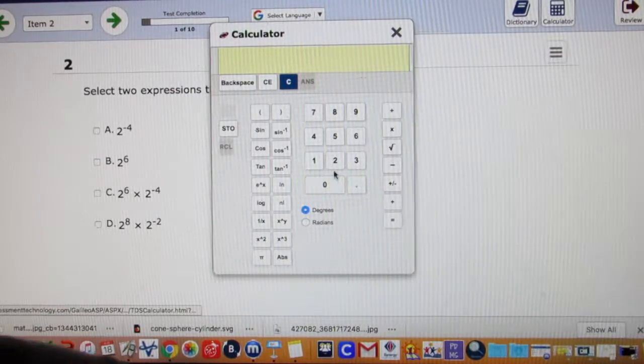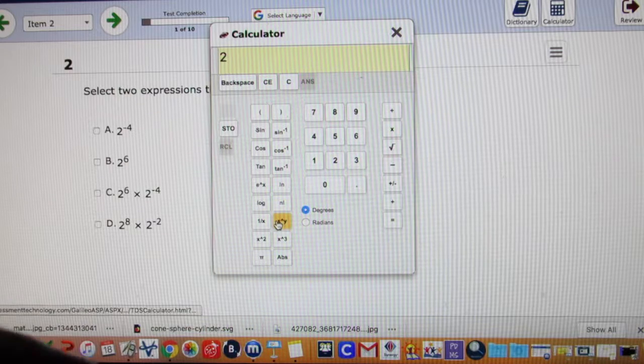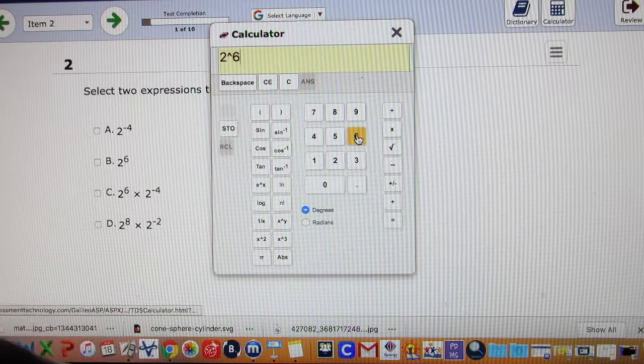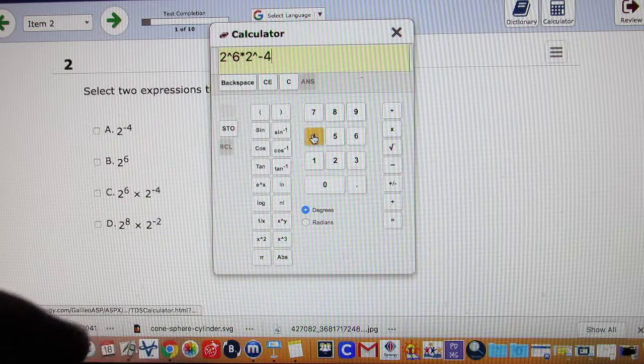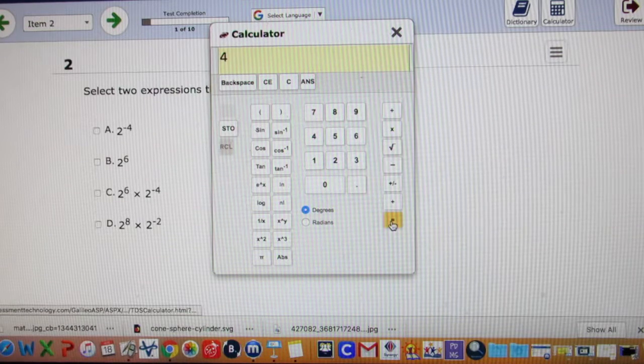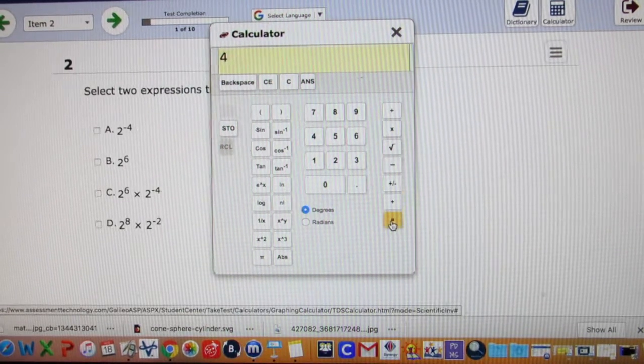Obviously, I have not found the answer yet. The next one, I can type in everything if I'm careful to type it in exactly right. So 2 raised to the 6th power. I have to multiply that by 2 raised to the negative 4th power. And just hit my equal sign, I get 4. So now I still have not found the answer.